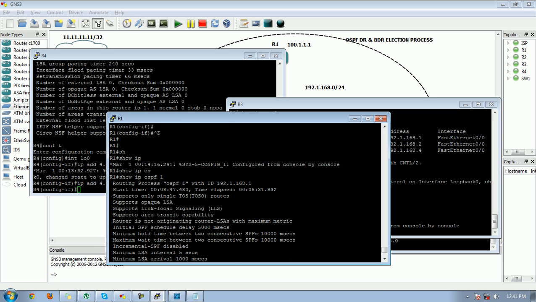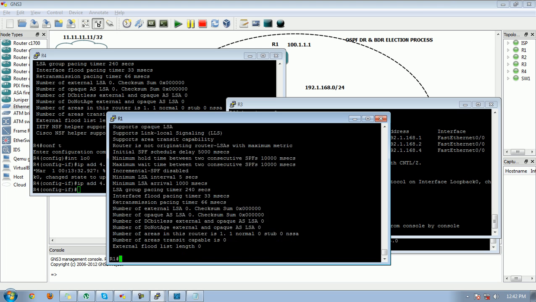No, your router ID is not changed. Why? Because the election has already completed and it's working fine. Again, the OSPF process has to restart. Then only it will select the correct one.